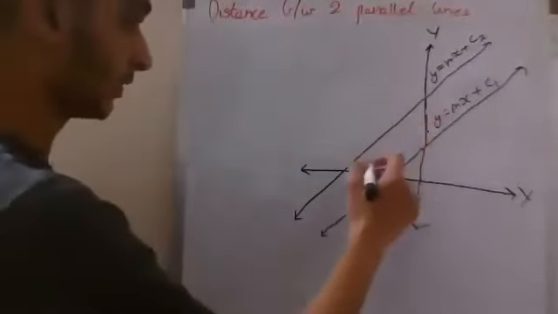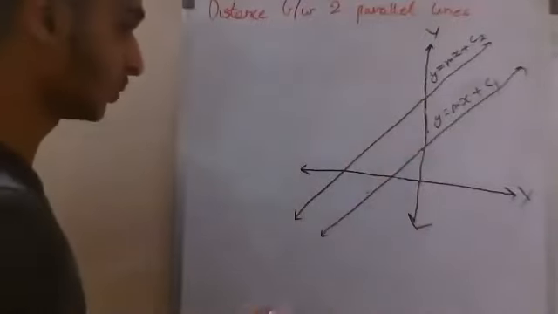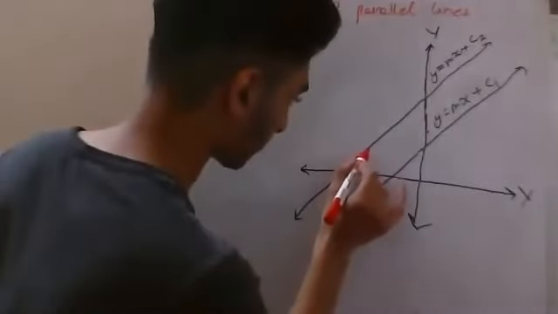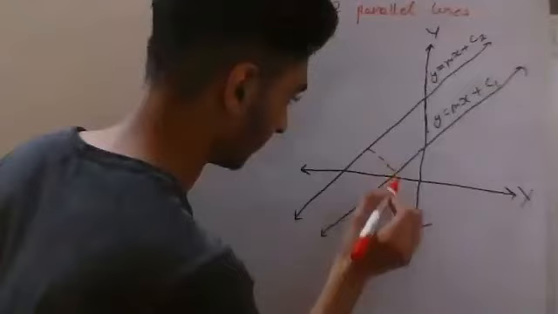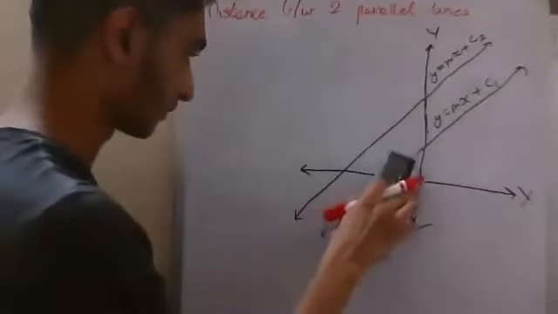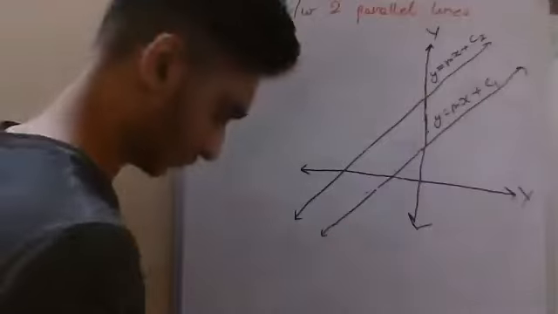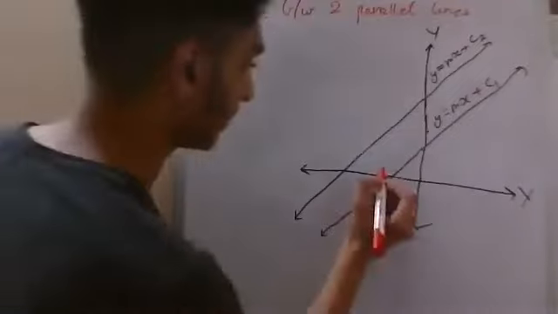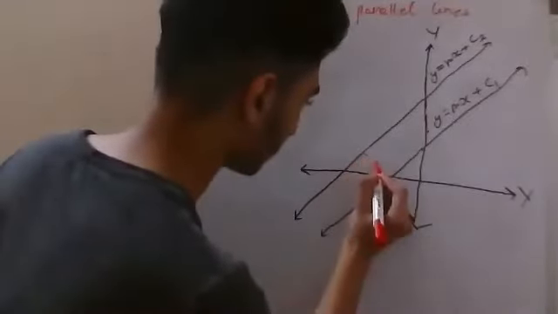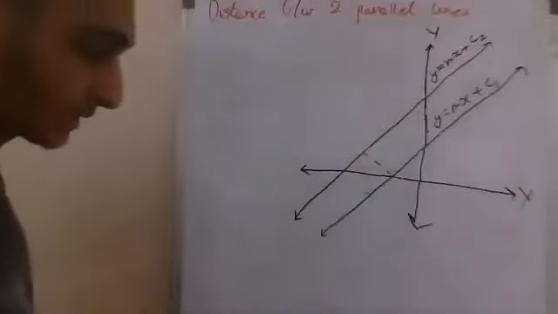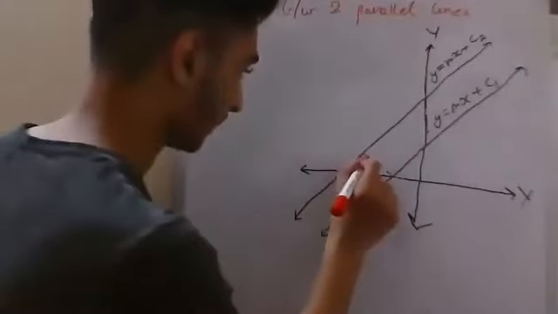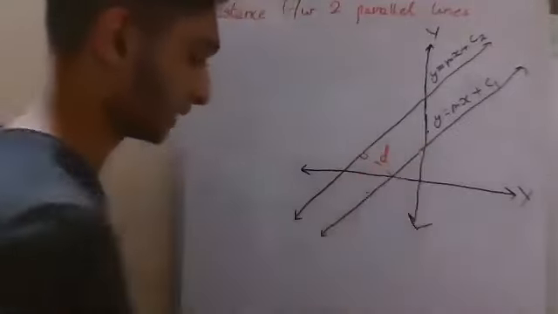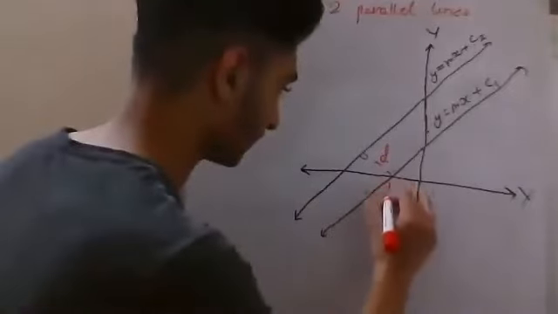Now, what we have to do is find the distance between these two lines. So let's do a thing. From the second line, let's drop a perpendicular on the first line, which intersects the x-axis. Now, as it's the perpendicular, it's the distance. Let's take this as the distance d. Now, let's take this point as P.